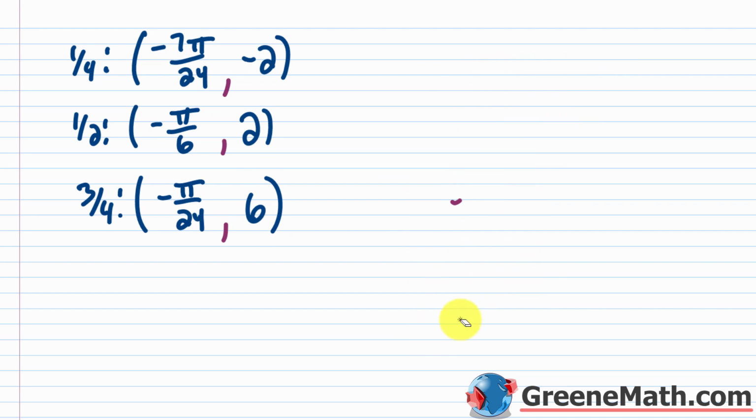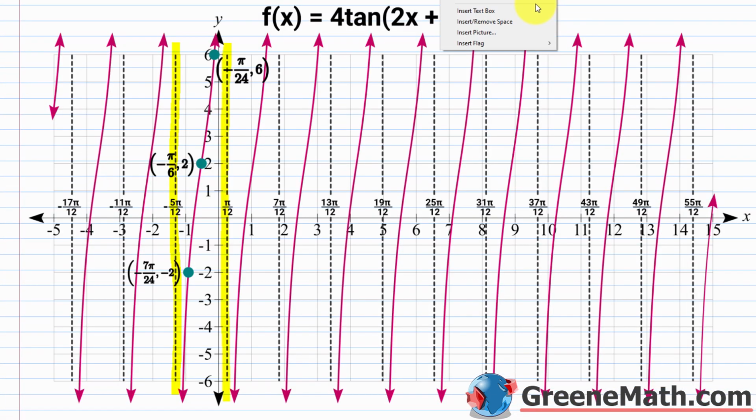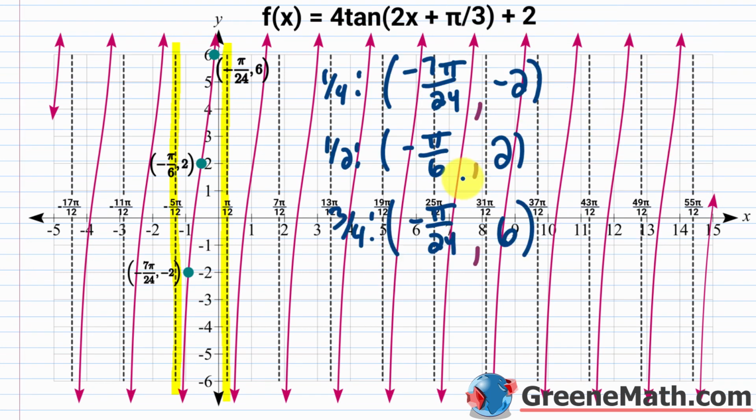And the last thing to do here is you can just check these points. Again, you could just click that link and see, but I'm going to go down and just show this to you. So let me paste this in. It's kind of hard to read, but if you start here at a quarter, you're going to have -7 pi over 24, comma -2.